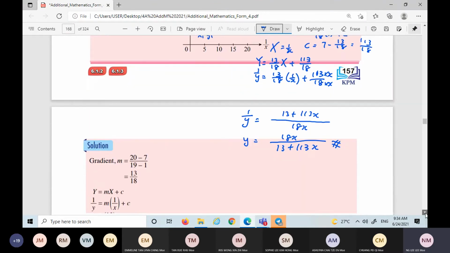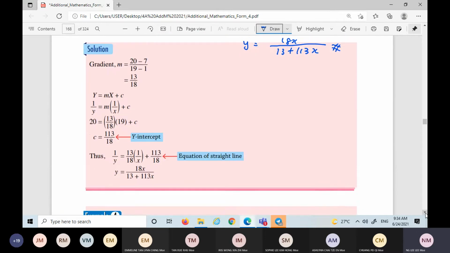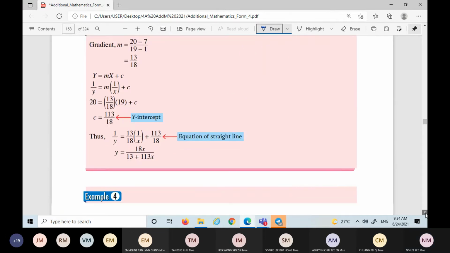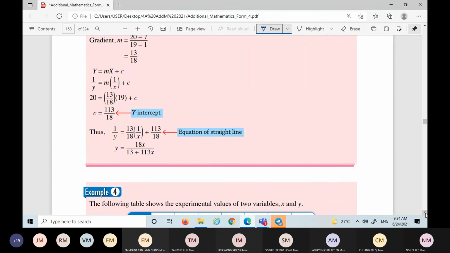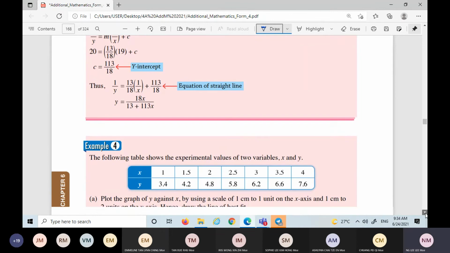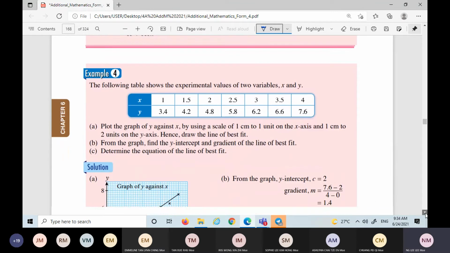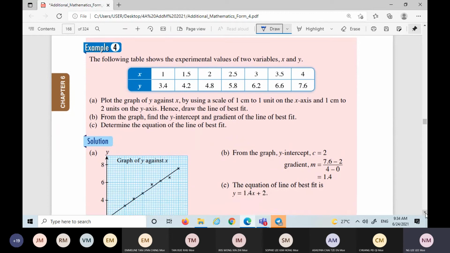You see, this example is so difficult. I think when you do the exercise, it's quite simple. I'm not sure. I think so.